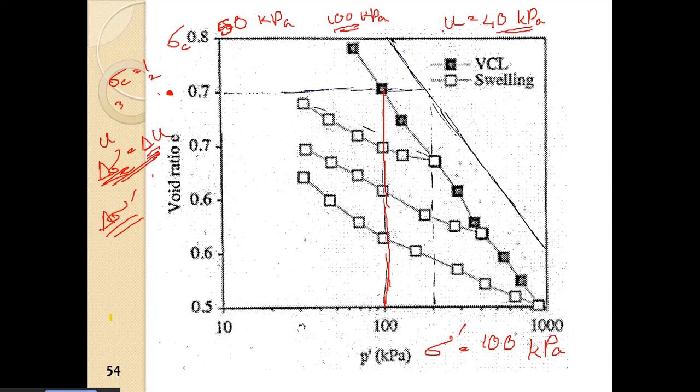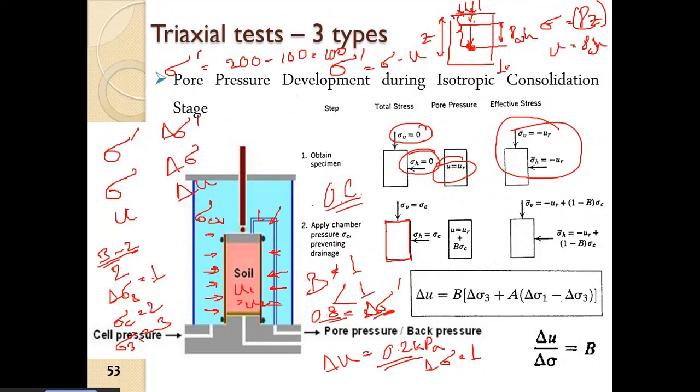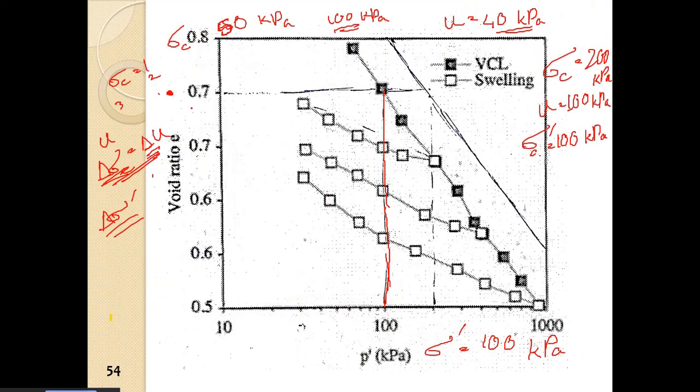Slowly, when we reach sigma c equal to 200 kPa, we will see that the pore water pressure will reach 100 kPa. So sigma c dash, or the effective confinement in the soil, will now reach the 100 kPa mark, as it was in the in situ condition. So in the initial phase, as we go on increasing sigma c, the effective confinement will also increase in this manner.